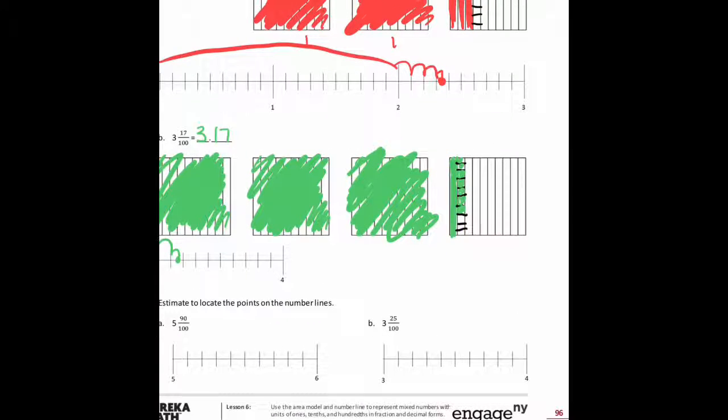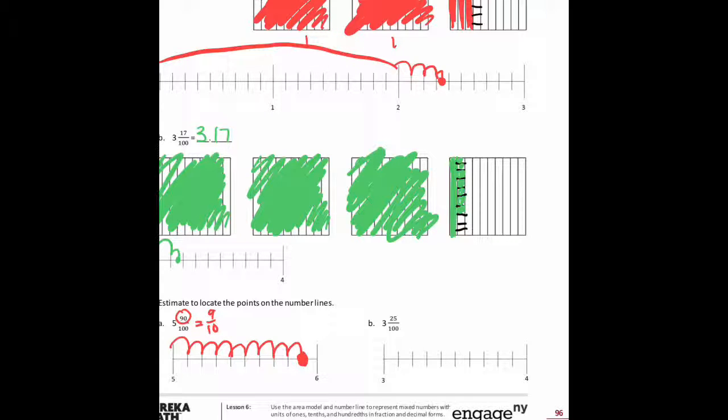Alright, number 2 says estimate to locate points on the number line. So the first one we have is 5 and 90 hundredths. Well, 90 hundredths is the same thing as 9 tenths. So really I could just count over the 9 tenths. 1, 2, 3, 4, 5, 6, 7, 8, 9. And so 5 and 9 tenths, or 90 hundredths, would be about right there.